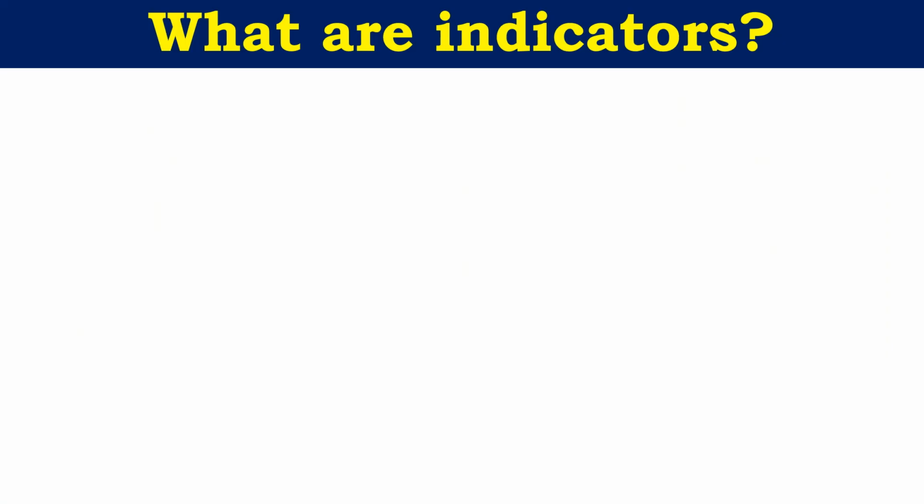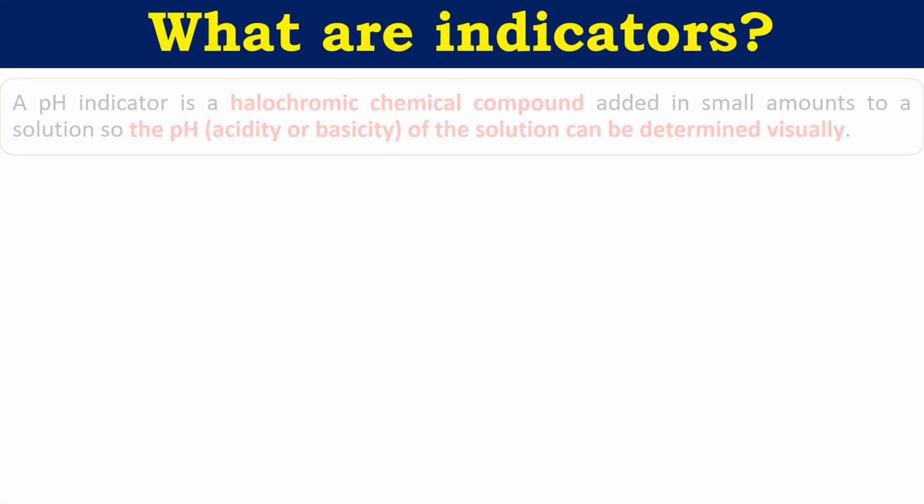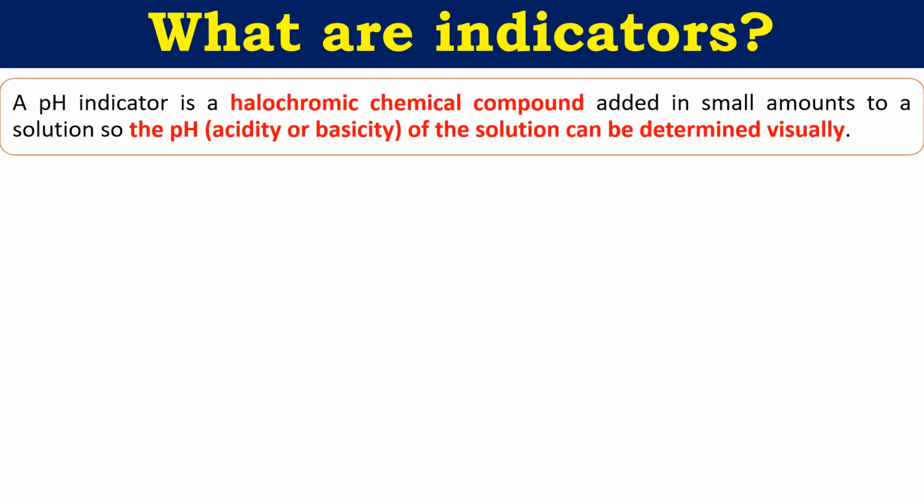First we will see what we mean by an indicator. The indicator we are talking about here is a pH indicator. A pH indicator is a halochromic chemical compound which we normally use to detect the acidity or basicity of any solution in the labs. By seeing the color changes, we can say whether it is an acidic solution, a basic solution, or a neutral solution. So we just visualize the color changes, and on that basis we say whether the solution is acidic or basic.